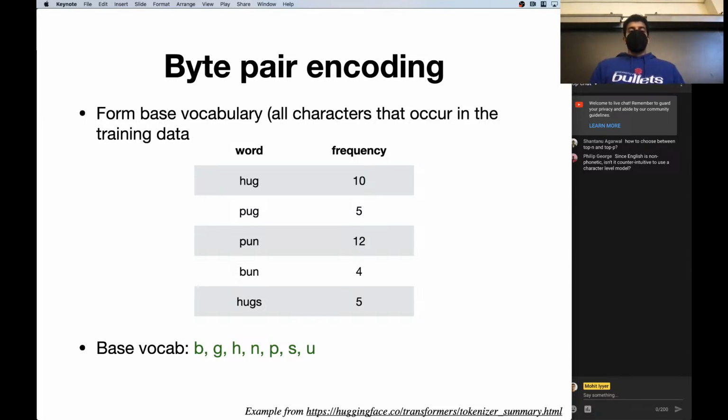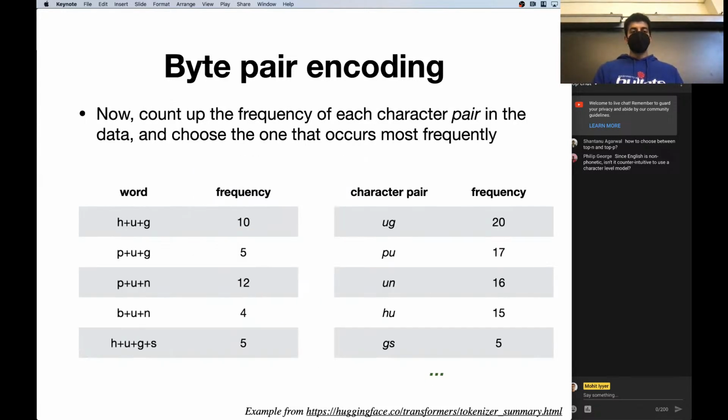Okay, so anyway, we have these 5 words. We have the counts, how often they occur, and we have the characters that make up these words. What's the next step? So now I'm going to consider each word as a sequence of characters. So instead of the word hug, this is now 3 characters, H, U, G. And for all of the pairs of adjacent characters in each word, I'm just going to count up how often they occur. So that's this table on the right over here.